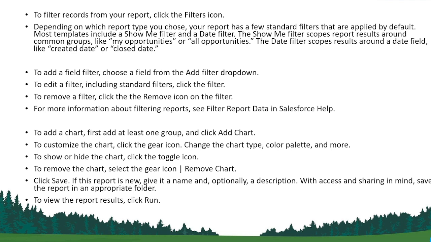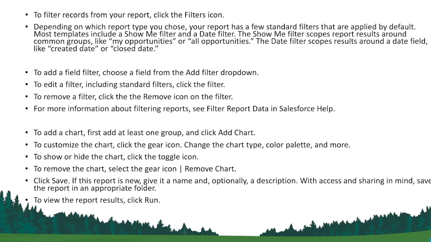So all these things will be coming to the date filter. Now when you want to add a field filter, you need to choose a field from the add filter drop-down. To edit a filter, you need to use the standardized filters by clicking on the filter. To remove a filter, you have to click on the filter again and click on the remove icon. Then in reporting any filter information, you need to click on the see filter report data in Salesforce help feature.